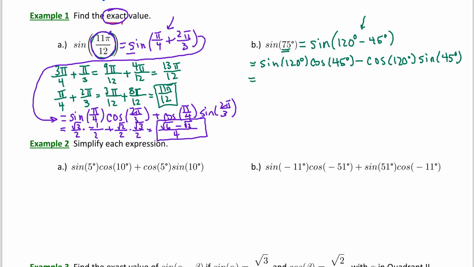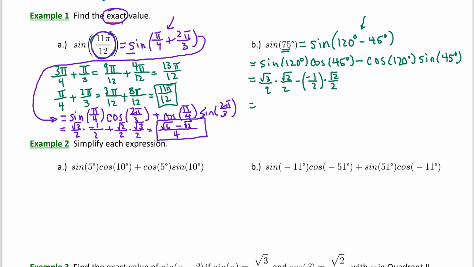So sine of 120 degrees is the square root of 3 over 2. Cosine of 45 is square root of 2 over 2. Hope you're doing well on your unit circle values. Cosine of negative 120, or cosine of 120, is going to give me negative 1/2. And sine of 45 is the square root of 2 over 2.